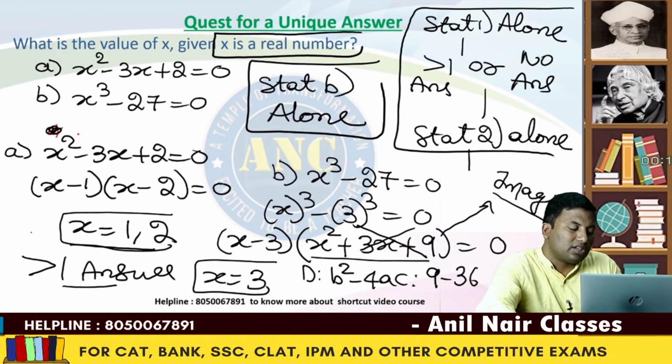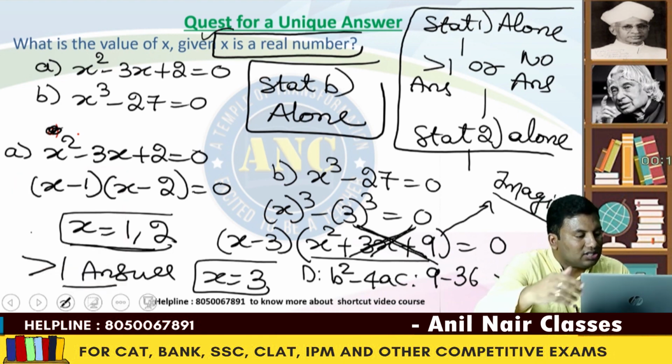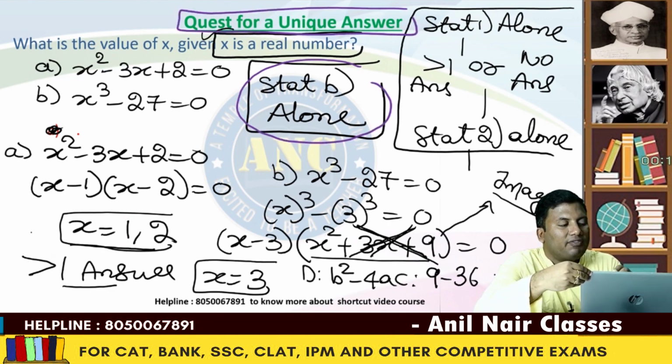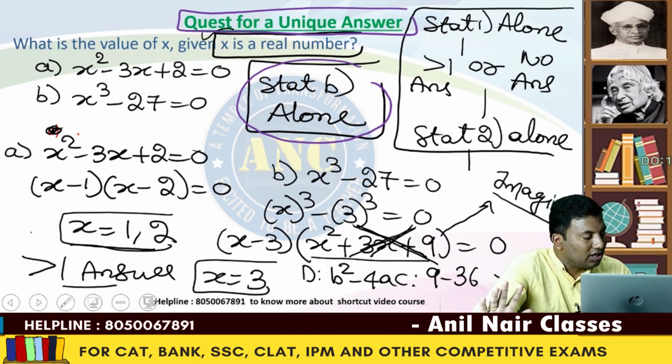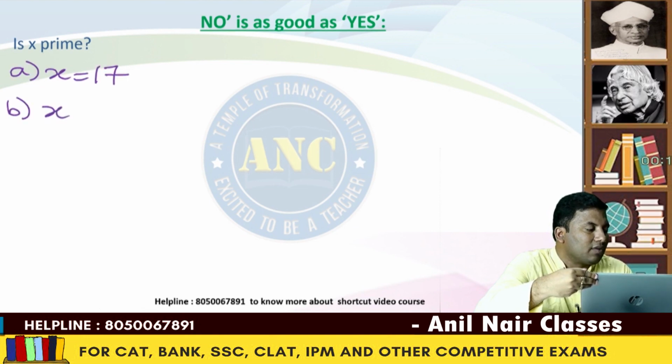X minus 3 into x square plus 3x plus 9. This discriminant is less than 0. Roots are imaginary. X is a real number. So this I will not take. Because I will not take this, x is equivalent to 3. Only one value I got. So the answer for this question is statement B alone. So this heading is clear for you: quest for a unique answer. I will only check for a unique answer. I hope the first question is clear. Second one, I am intentionally keeping the answer options x equivalent to 17, x equivalent to 21.